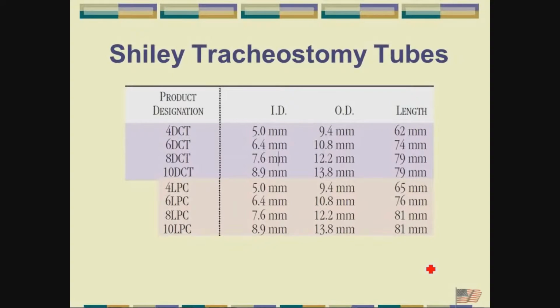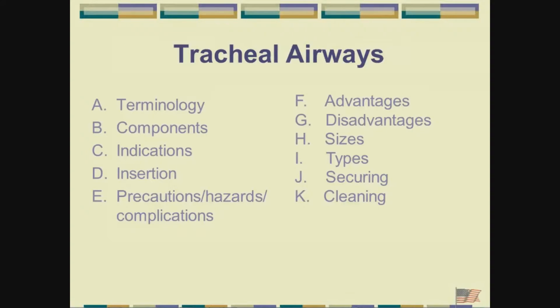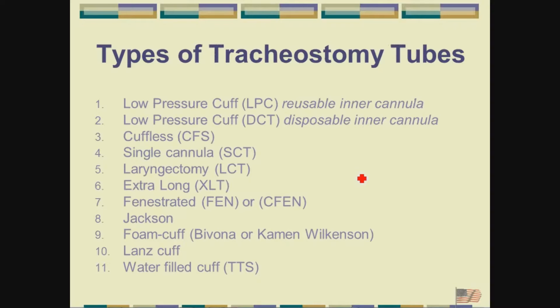And here's some examples from Shiley, showing that the number 8 dual inner cannula, dual cannula system has an internal diameter of 7.6, an external diameter of 12.2. Makes it nice and easy, right? Nah. So, let's talk about some of the types involved. We're going to focus really on that very first one.